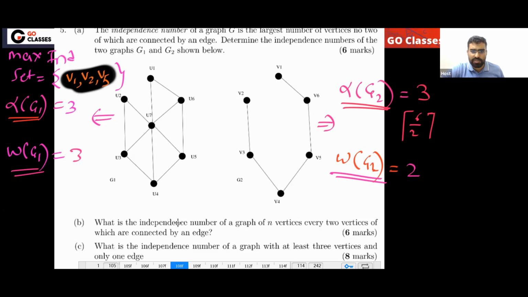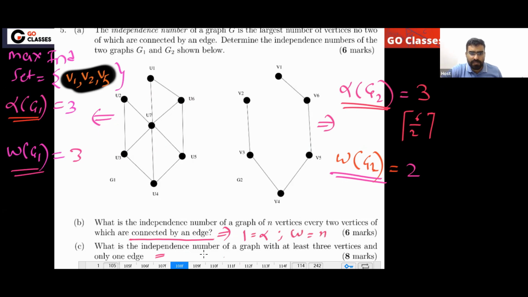Okay, so this is the simple question. What is the independence number of a graph on n vertices where every 2 vertices are connected by an edge? So this is your complete graph, the complete graph on n vertices. The independence number will be 1. So alpha will be 1. You can notice the alpha will be 1 and omega will be what?